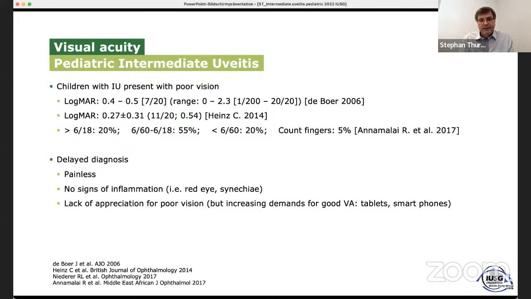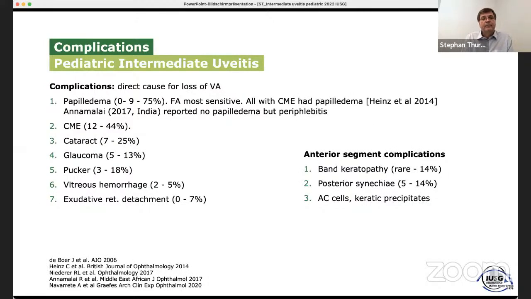There are typically no signs of inflammation. There's no red eye, there are no synechiae. There are usually no changes in the cornea. And what happens very often in children is there's a lack of appreciation for poor vision. They just don't realize that the visual acuity is poor, not even if it's just in single-sided disease. But with increasing demands for good visual acuity, even in small children, with kids using tablets and smartphones, we might see that the visual acuity at the time of diagnosis might be a little better in the future. Let's see how this is going to develop.